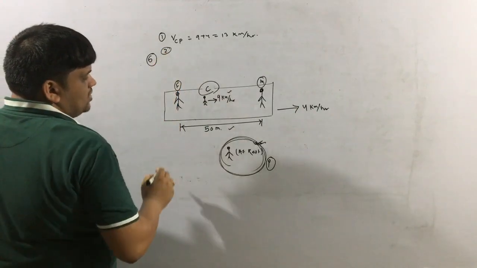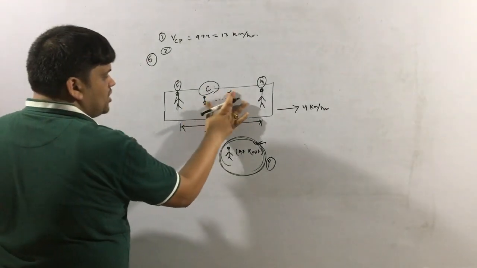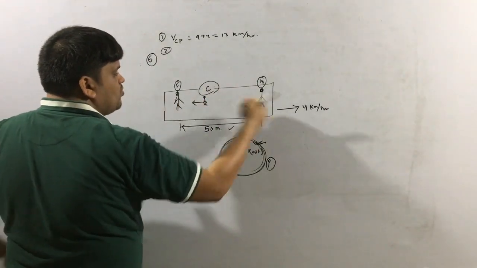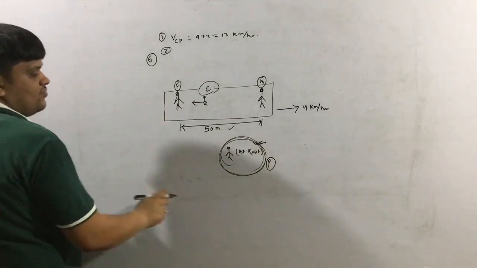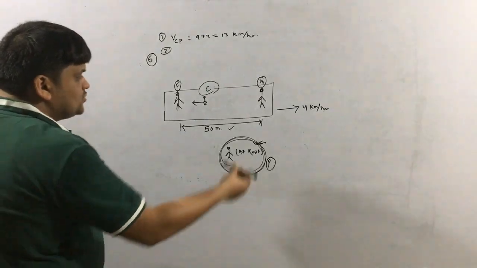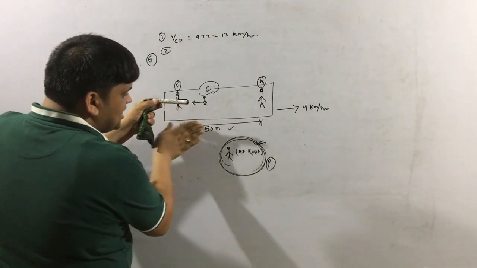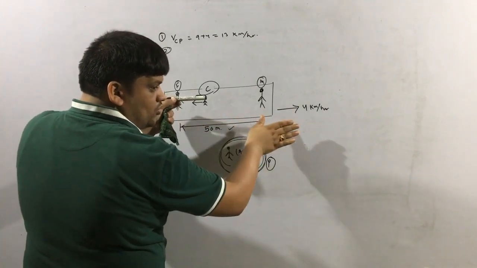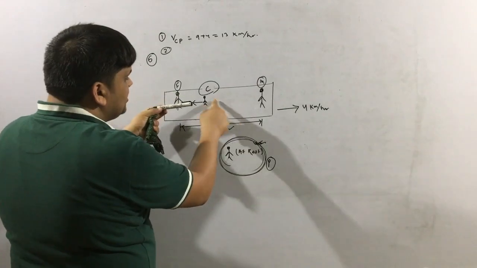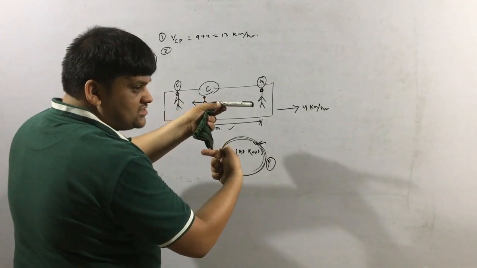Now in the second bit, the child is going from here to here, again coming from here to here. Now in the second bit, the child is moving from the mother to father. At that time, if the person is watching the child, then what will be its speed? See, its actual speed is 9 kilometer towards this direction, but the belt is moving in the other direction, 4 kilometer. If you compare the child with the belt, they are moving in opposite directions.